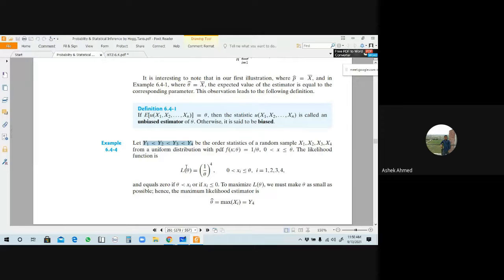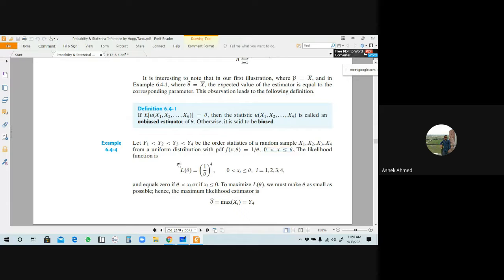Now if you see this problem, in that case how many variables are here? 4 variables. From here tell me which variable will be maximum here. The value of Y4 will be the maximum value. This is the order statistic of the random sample X1 up to Xn from the uniform distribution whose probability density function is 1 by theta. Whatever value of x you change, 1 by theta will not change. The value of x is here 0 up to theta.